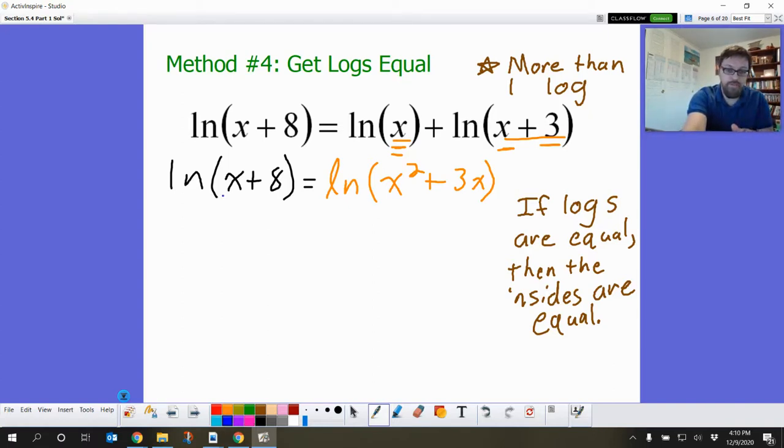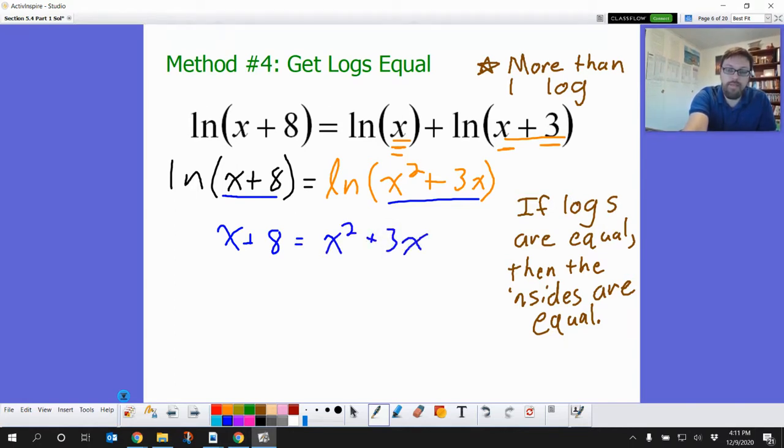Sure, they're different. I've got this is an x plus 8, and this is a whole bunch of other stuff. But since I am taking the ln of both sides, I could imagine that I did the taking the ln of both sides step. So I can just undo that and just be left with what was inside of my 2 logarithms. Just like when we got the bases were equal, their exponents are equal. If the logs are equal, their insides are equal. So we have x plus 8 equals x squared plus 3x.